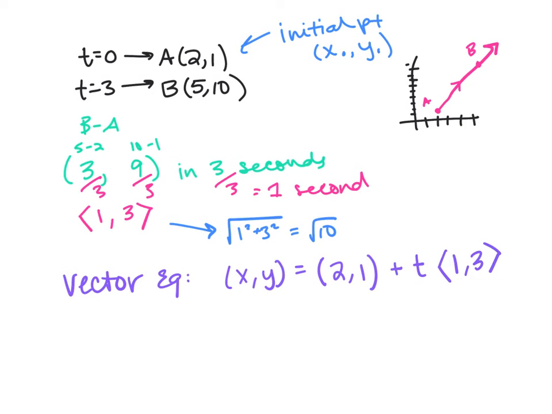Technically, those should be pointed. Google Slides does not let me do that super easily. So that's our equation. xy equals, we start at 2, 1, and then for every second that passes, we add 1, 3 to it.